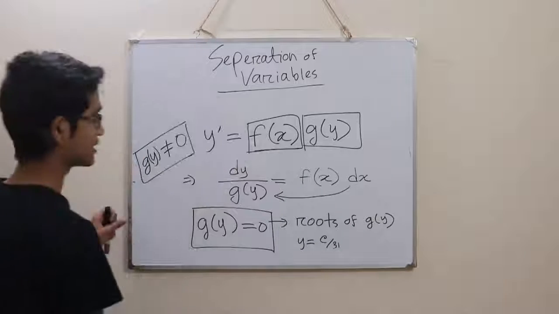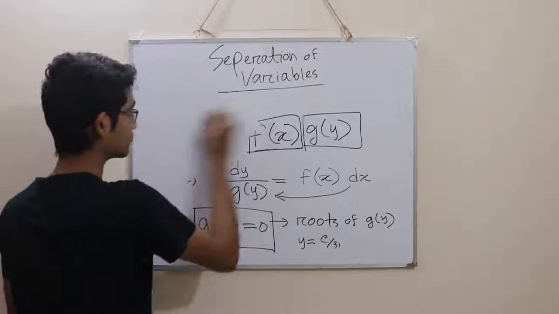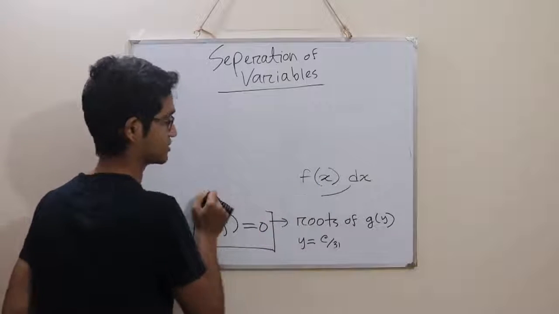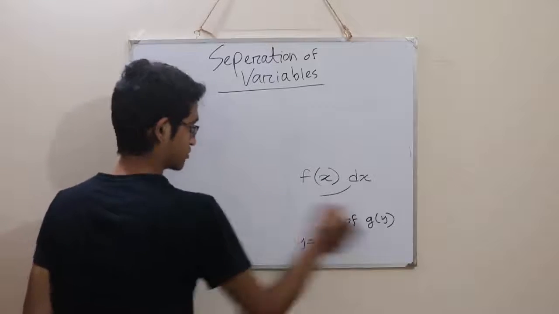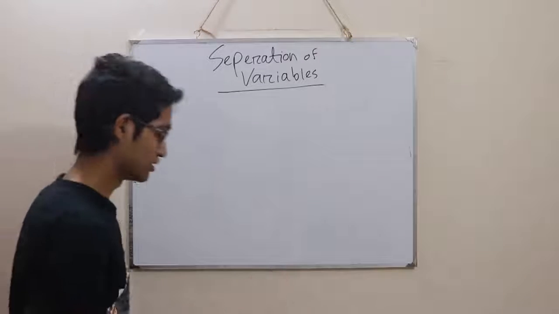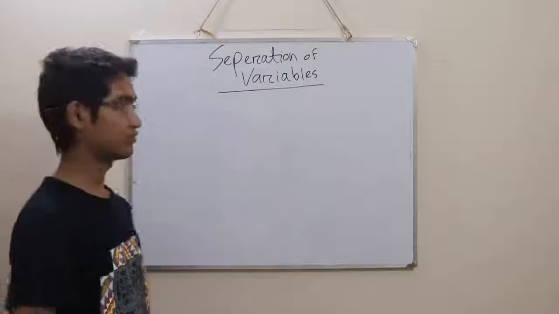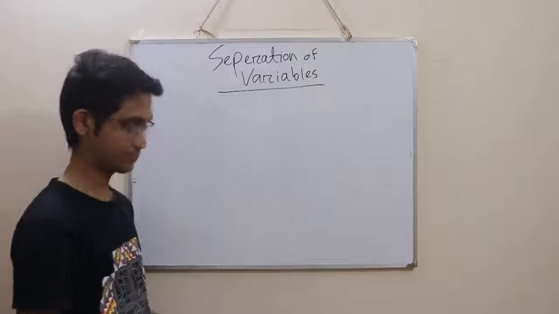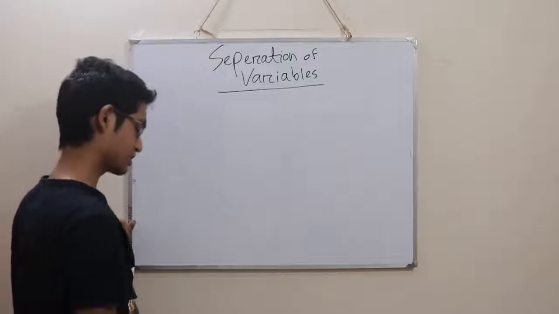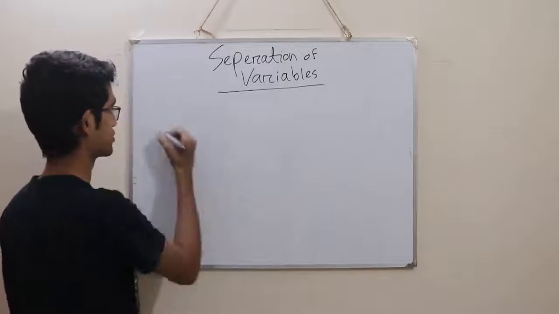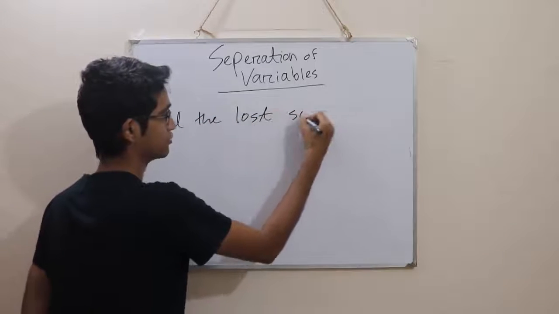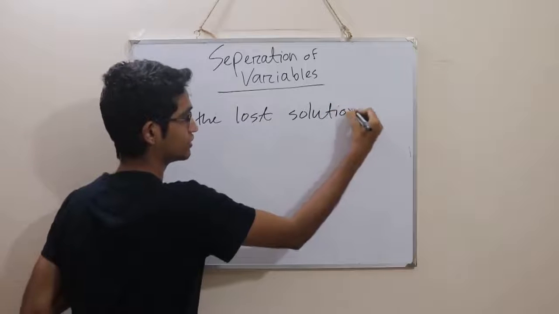So the concept is that we have to find all the roots of the function of y that we divide by. That way we will be able to find all the lost solutions that we will lose when we are trying to apply separation of variables. So let's take a look at another example. Let's say we are asked to find all the lost solutions of this equation.